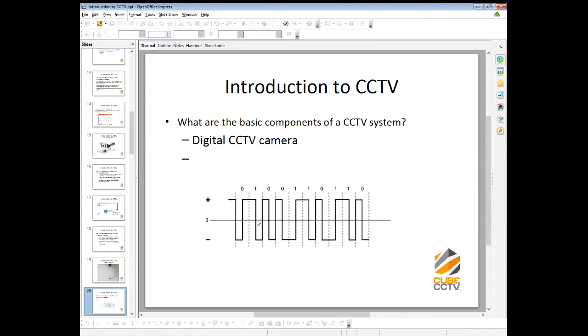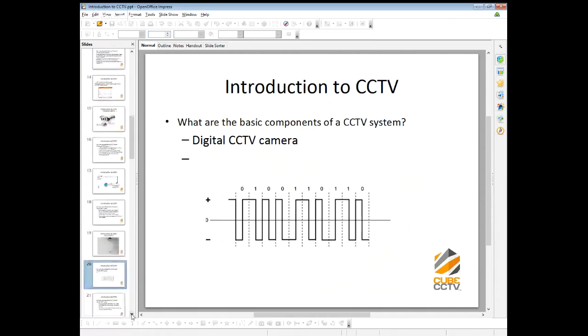Now, how the signal travels with digital cameras. The signals can take two forms, zero or one. Ones and zeros, binary, and that's how the signal travels. So for us as CCTV installers, with IP cameras, either you get the picture or you don't. There's no in between. If you get a picture, you're going to get the maximum. So that's how IP cameras work.